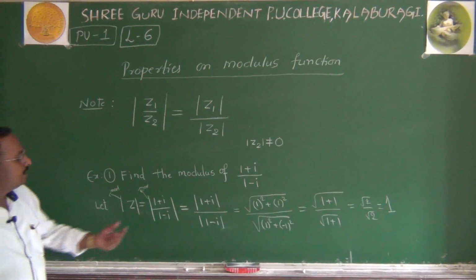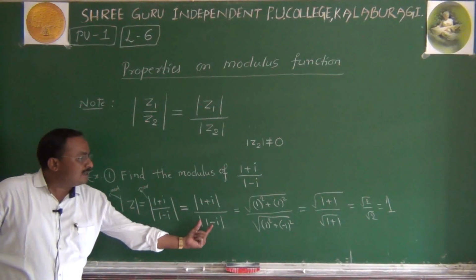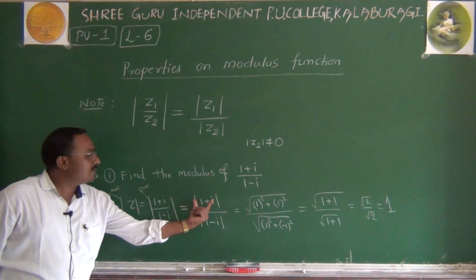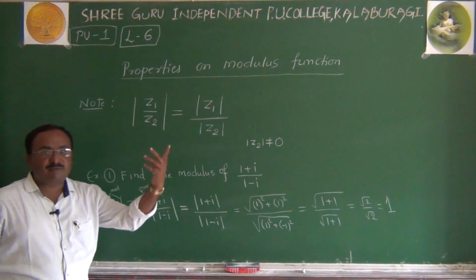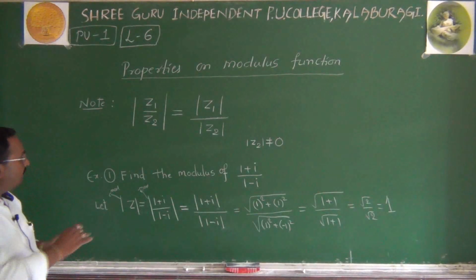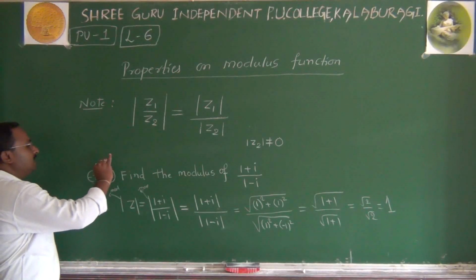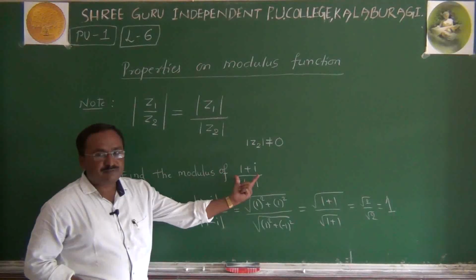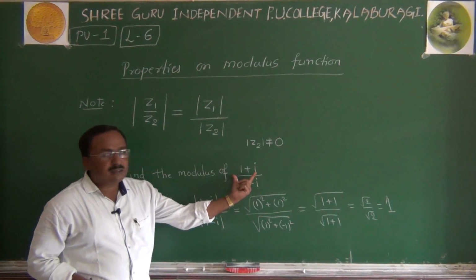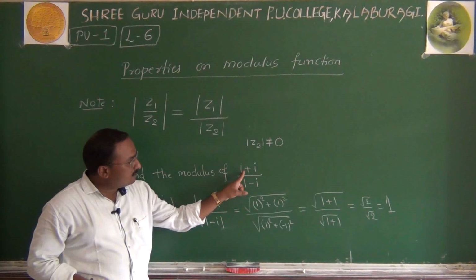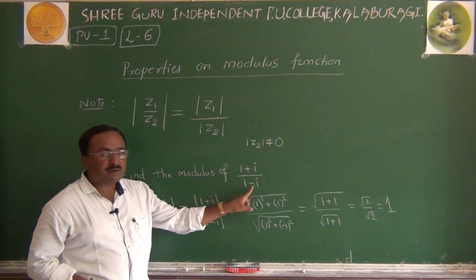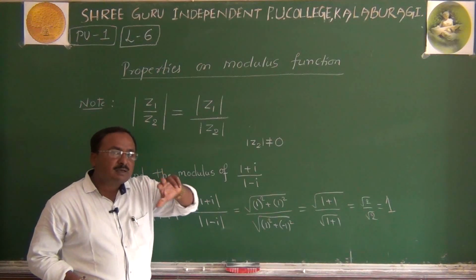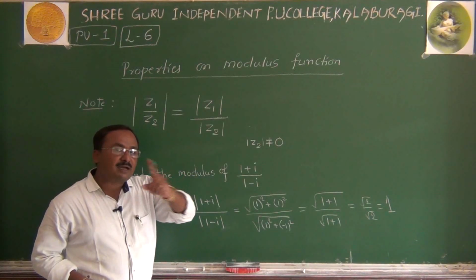Because of the condition, the modulus of a complex number and its conjugate are the same. That is property number 1. The modulus of a complex number and its conjugate are the same. Suppose in an examination, a CT point of view is there. Suppose we find the modulus of this directly. Here the complex number is 1 plus i. The conjugate is 1 minus i. Property number 1, keep in your mind: the modulus of a complex number and its conjugate are the same.